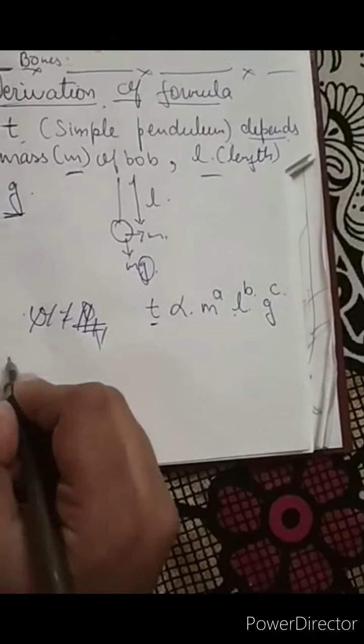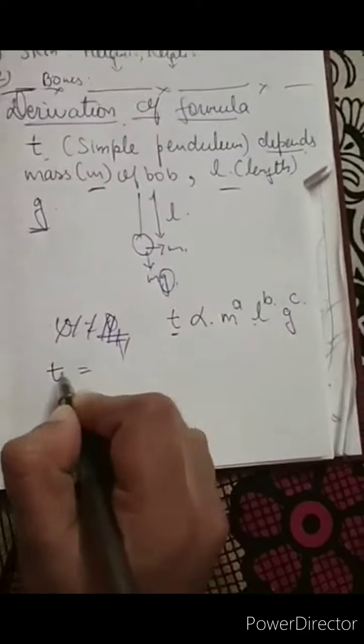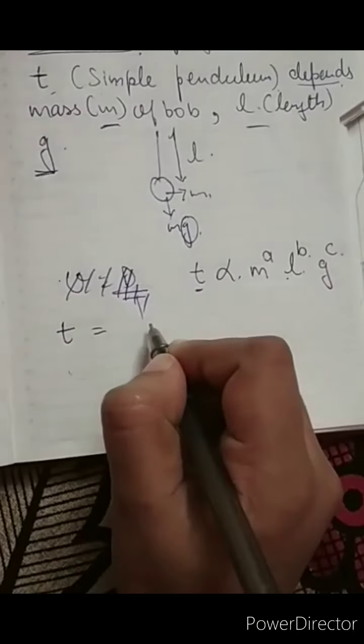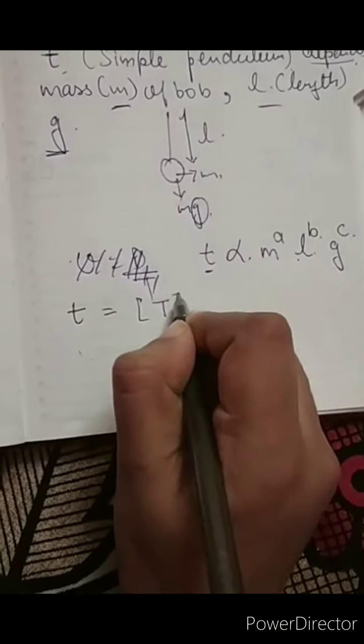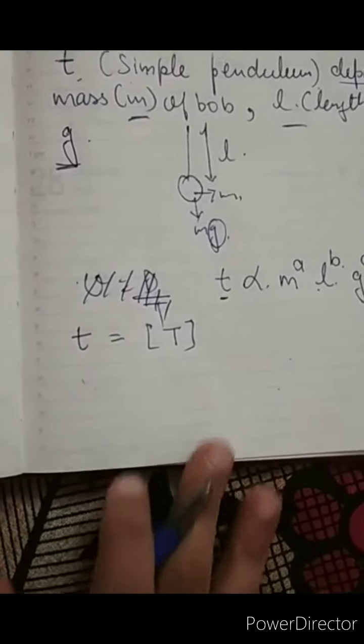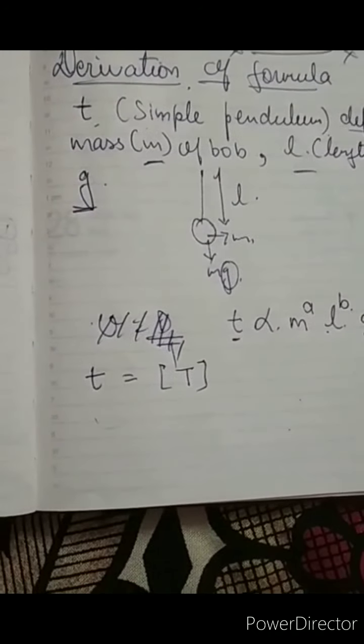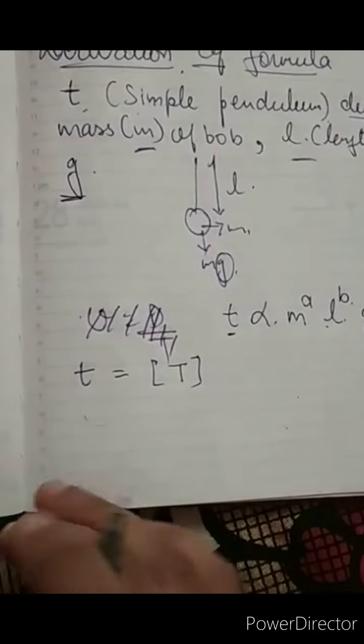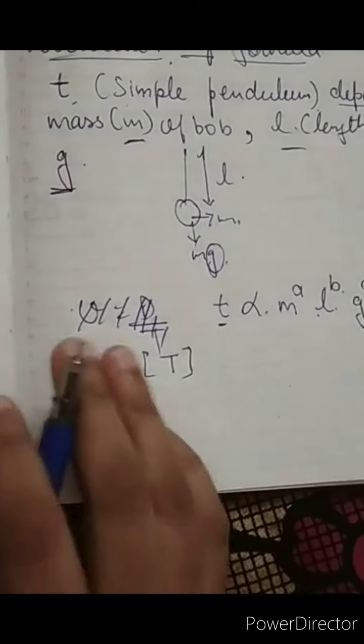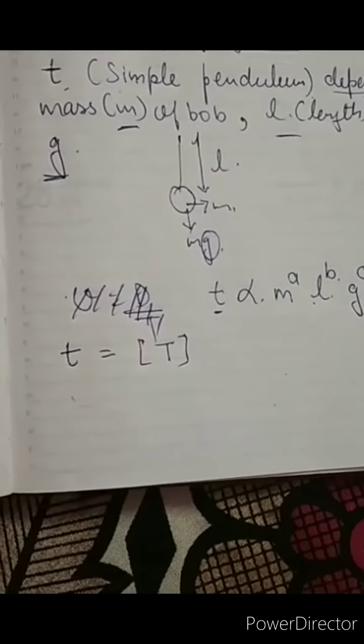What I know is the value of time. How can I write time? In MLT form, time is denoted by capital T, in the bracket, correct? We discussed all these things, so I'm not discussing everything in this part. I will give you the link in the description box, so you can check it out. And don't worry, if you know the things, you can easily go on.